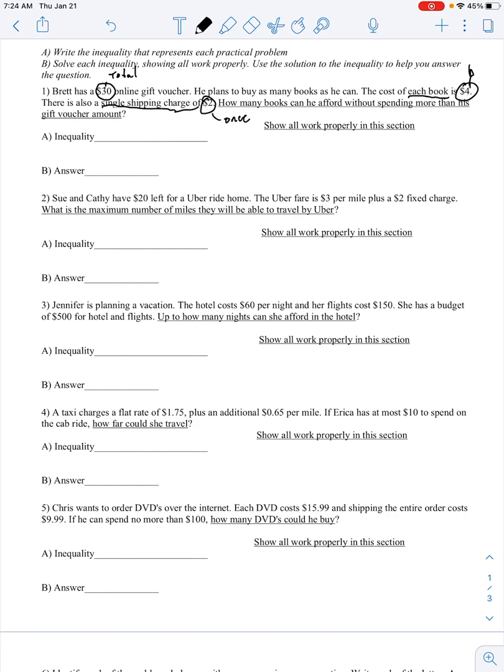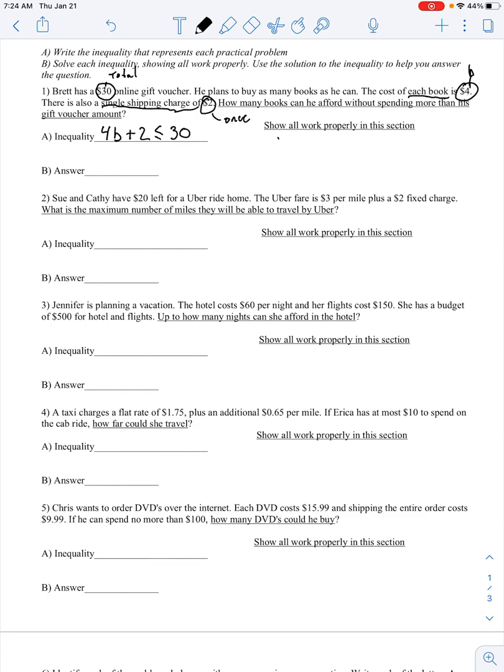So remember, we're using B for books, so each book is costing $4, so we're going to call this 4B, $4 per book. Now plus the one-time shipping charge of $2, and then we need this to be less than or equal to, well, he only has $30 to spend, so we want to know he can buy up to how many books in order to not go over his $30 limit.